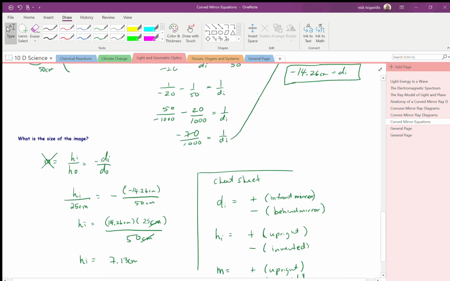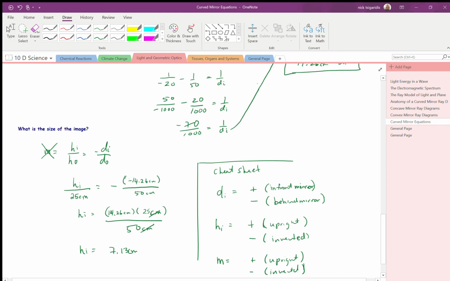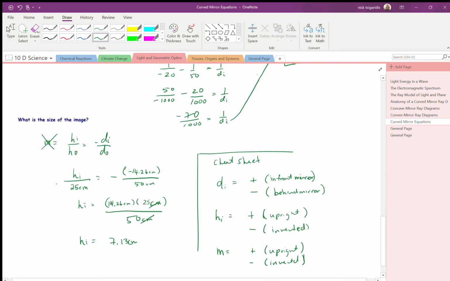So if I go down to the last one, it says, what is the size of the image? Now, I had already written this out. In other words, we're interested in finding HI. In the question up above, it gave us the height of the bird. The bird was 25 centimeters. So I'm just going to use this part of the equation. Notice I've canceled out my magnification, because it's not asked for. So I know that HI over HO is equal to the negative DI over DO. So all I'm doing is plugging values in and solving.